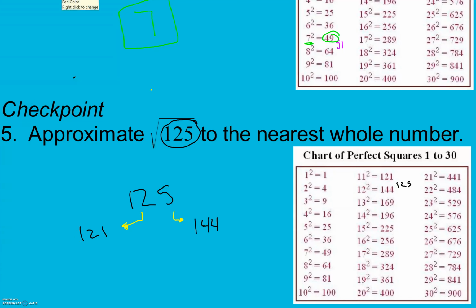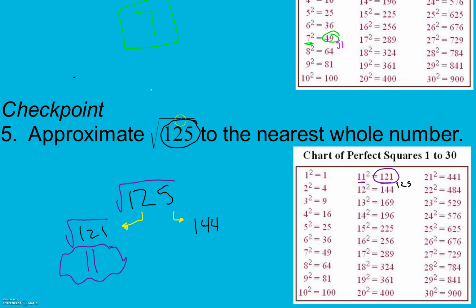But we don't have just 125. We have the square root of 125, which means I also need the square root of 121. If we look, 121 is 11 times 11. So the square root of 121 is 11, which means the square root of 125 is approximately 11. It's a little bit more, but to the nearest whole number, it'll be 11.